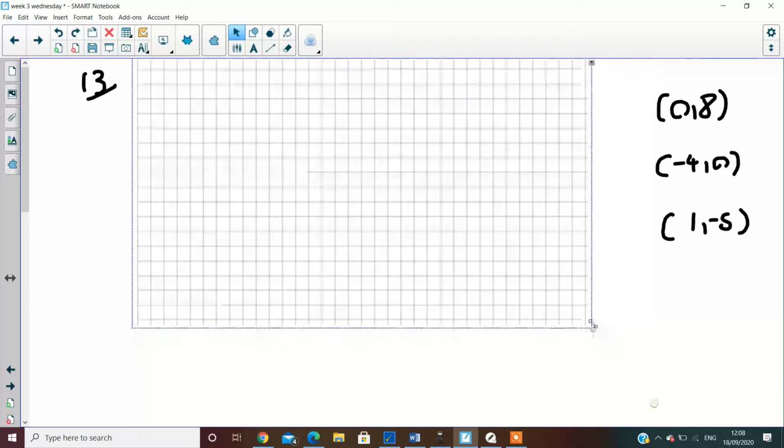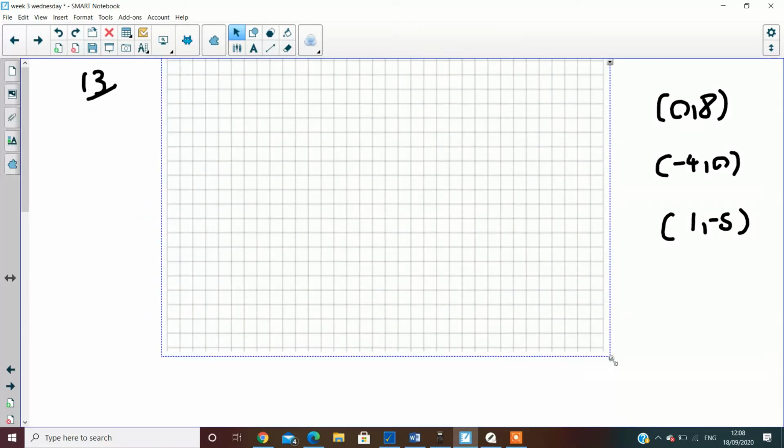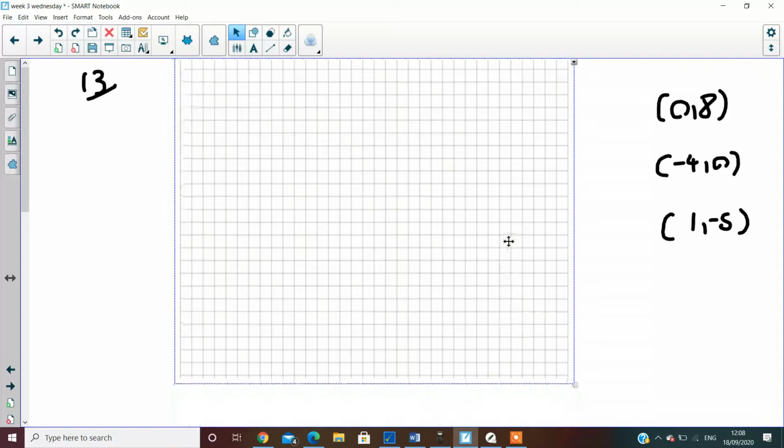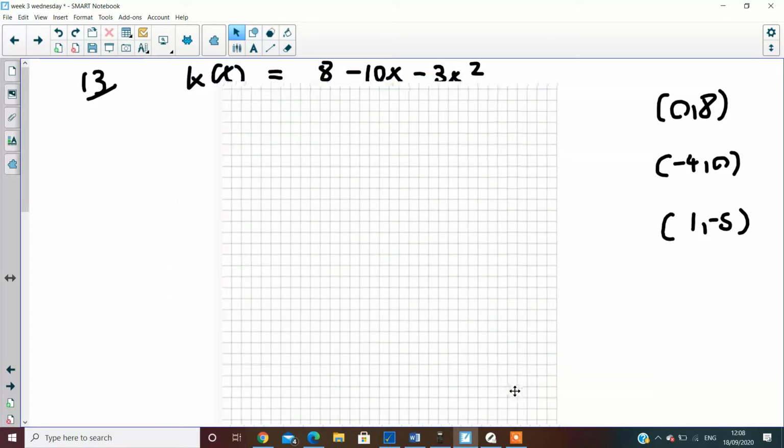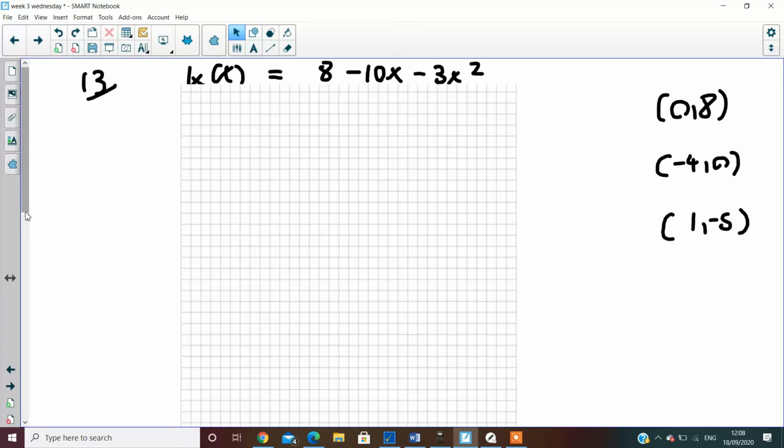Which one has the highest y value? Is it 0, 8? Do we all think 0, 8 has the largest y value? Yay or nay?